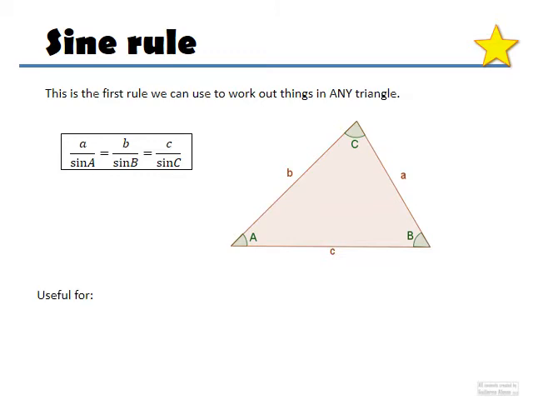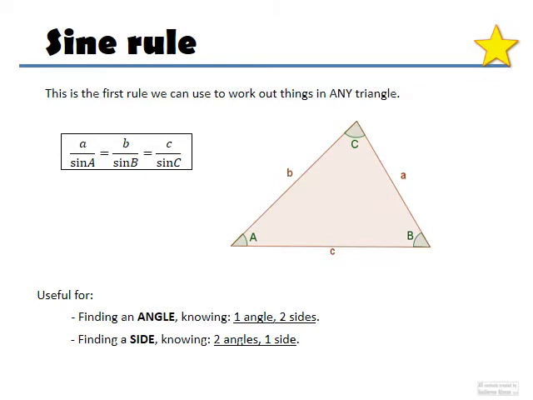I use this whenever I have one angle and two sides and I need to find a different angle, or when I have two angles and one side and I need to find a side. It's quite clear. Of course, when you use this, just choose two sides and two angles, and forget about the other part of the equation. You will only need one equals sign, with a ratio on both sides of it.